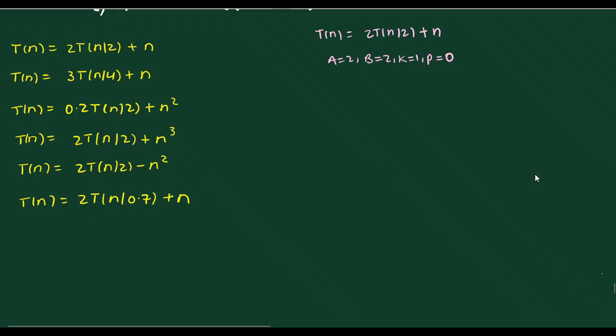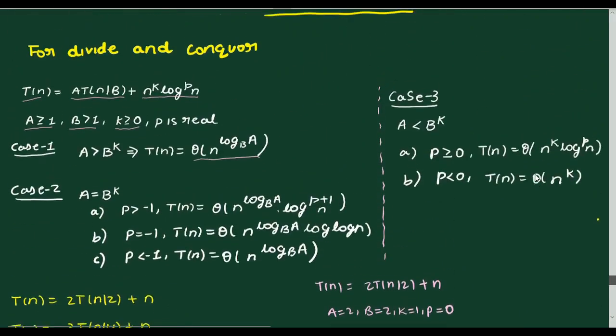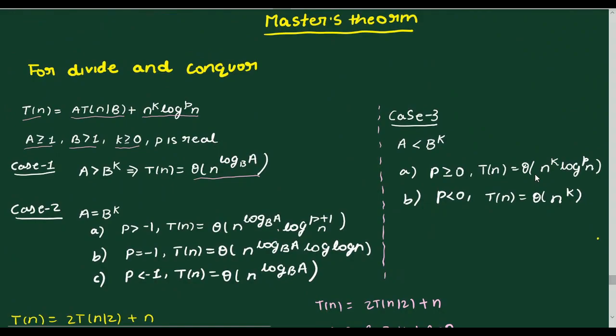So let us try to see what is a, it is 2, and what is b power k. b power k, that is 2 power 1, which is equal to 2, right? So a is equal to b power k and p is greater than minus 1, right? Because p is 0. So which case is this one? This is case 2a, right?